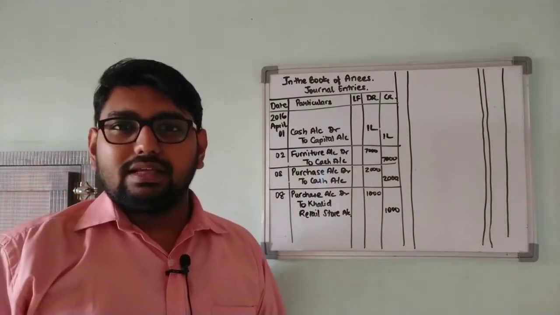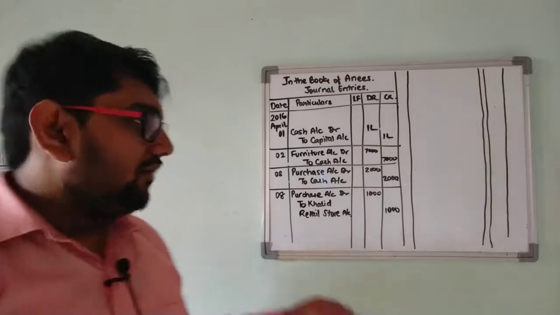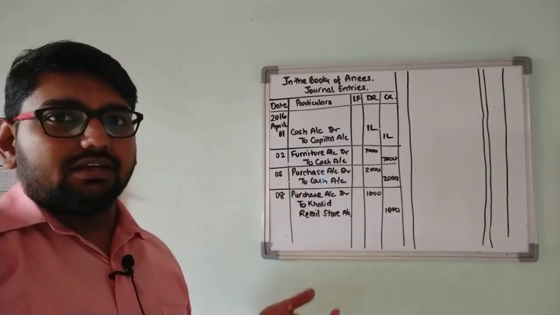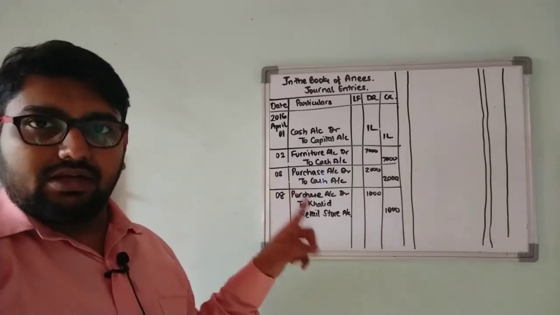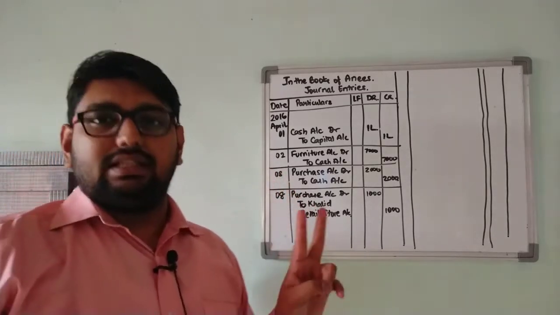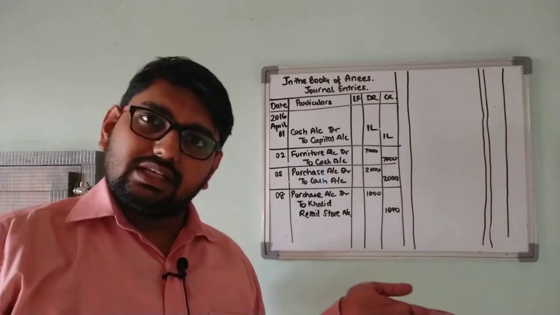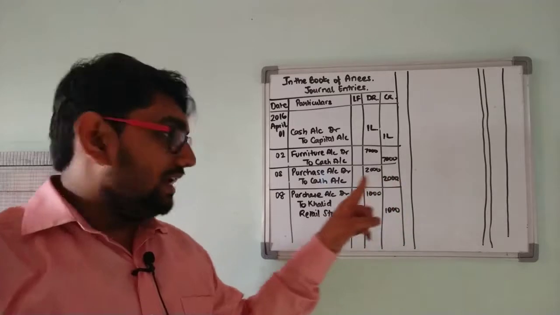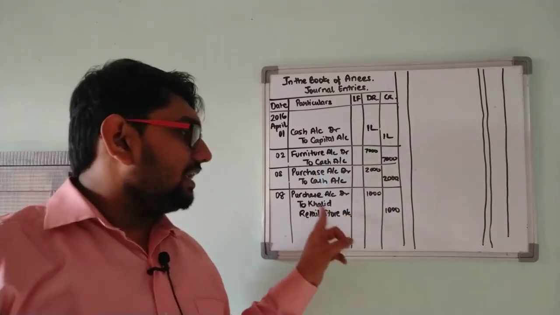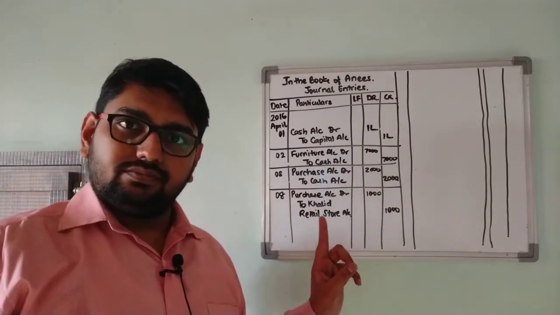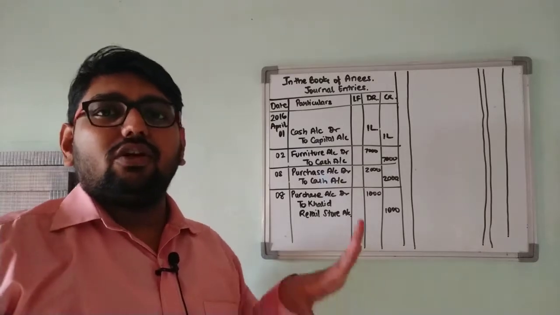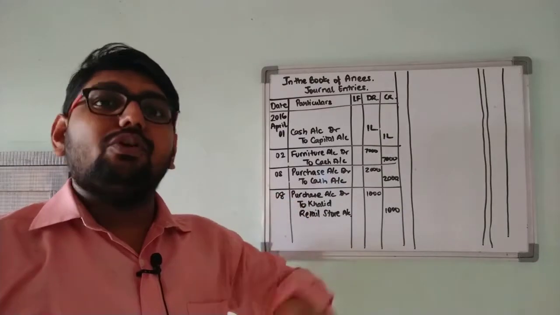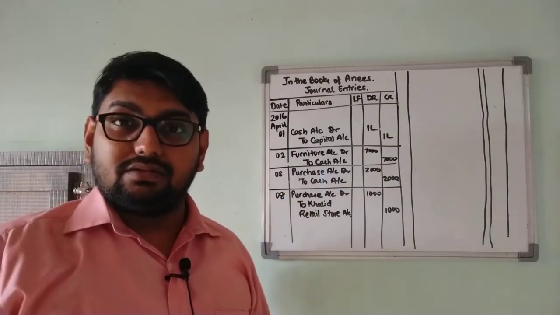So how to combine these entries? It's very simple. Find the common factor in these two transactions. What is the common factor? The common factor is purchase account. Purchase is debited in both the transactions. So I will debit purchase and I will write two credits. One credit will be cash account and the other credit will be to Khalid retail stores account. Simple. Even if you are not understanding it now, you will understand it in the next transaction, because there I am going to actually combine the transaction.